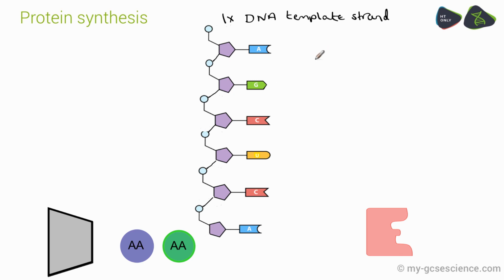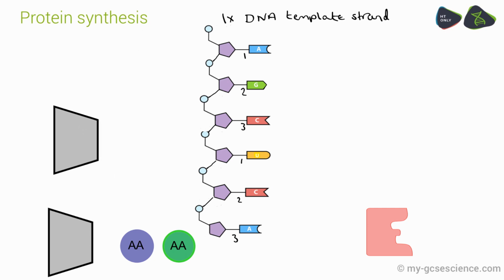So here we have base 1, 2, 3, and this code AGC codes for one of these 20 available amino acids. The next triplet of base 1, 2, 3, UCA, codes for a completely different amino acid depicted by a different colour.